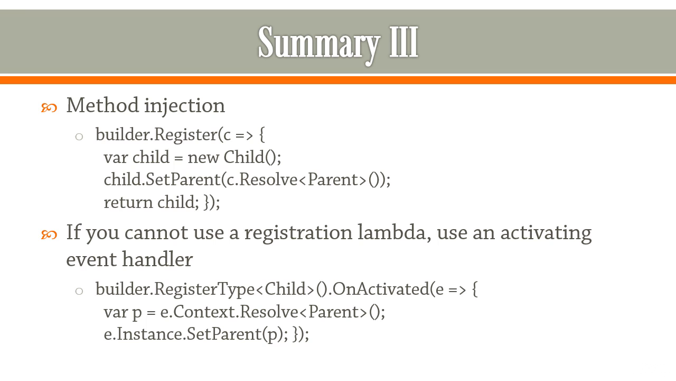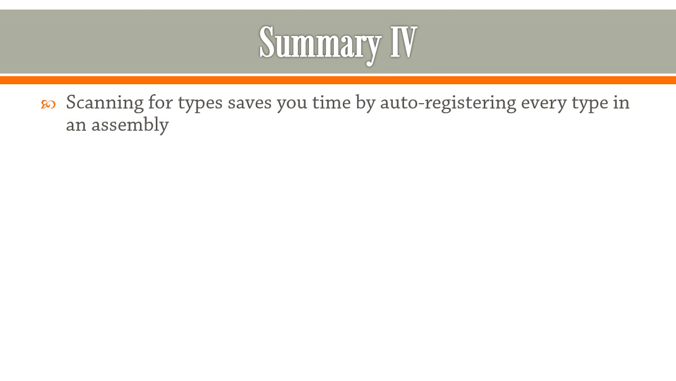So you can say e.context.resolve, you can get a parent, and then you can get the instance that you're currently building up, and you can say set parent there, but thereby you're effectively doing the same kind of method injection once again. Okay, so let's talk about scanning for types.